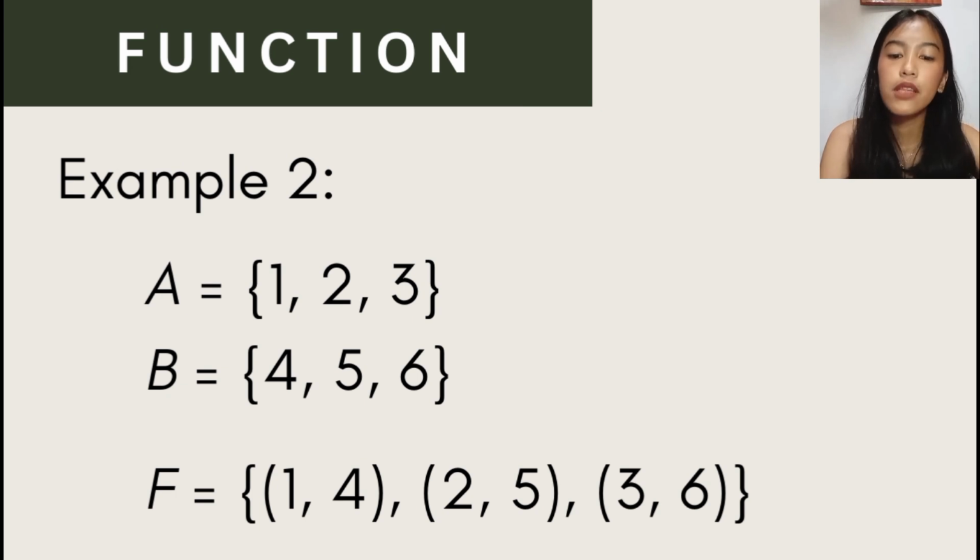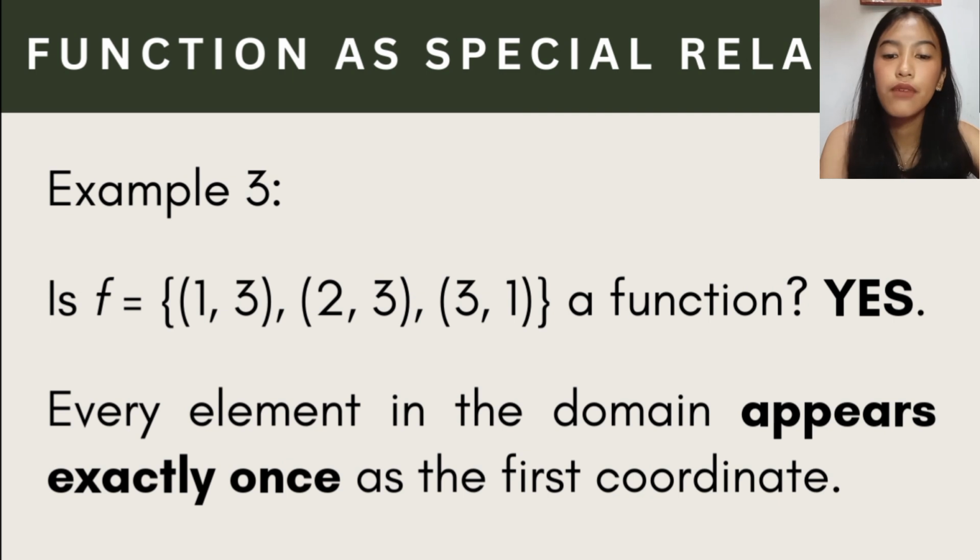We have example 2. Same example, set A: 1, 2, 3 and set B: 4, 5, 6. The ordered pairs from the two sets are (1, 4), (2, 5), and (3, 6). It is a function because 1, 2, and 3 from set A, or from the domain, each appear exactly once as the first coordinate, or values for x. So there is no repetition.